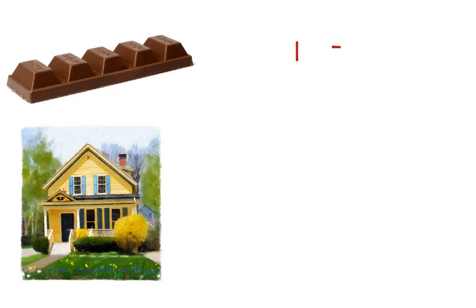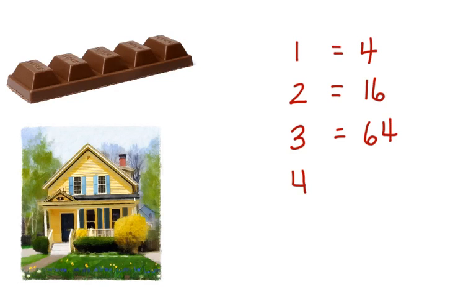On the first day, she sells 4 candy bars. On the second day, she sells 16. On the third day, she sells 64. Based on this pattern, how many is Carmen going to sell on the 4th day? This example is an example that uses exponential growth.